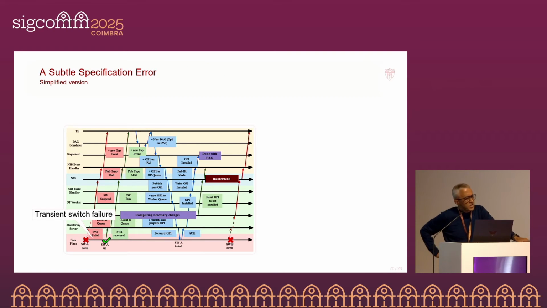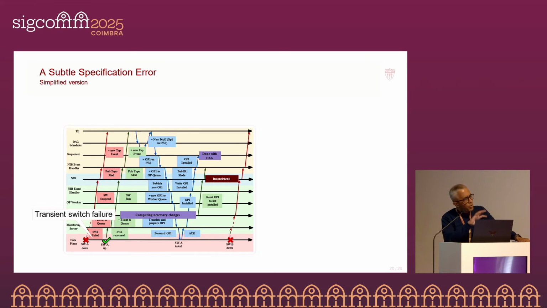So here's a very subtle specification error. The x-axis shows time, the y-axis shows all of the different components in the controller. At the beginning of time, a switch goes down, and you see the events as a result of the switch propagating up through the controller to the app. Now, this is a transient failure. The switch comes back up again, and you see another set of events going over the network.